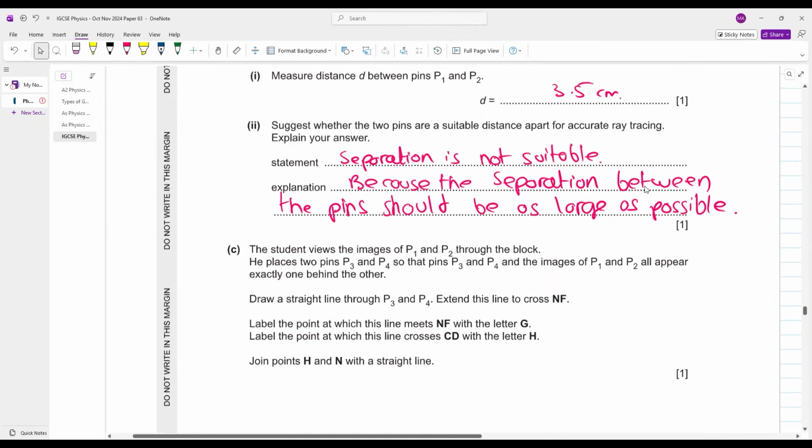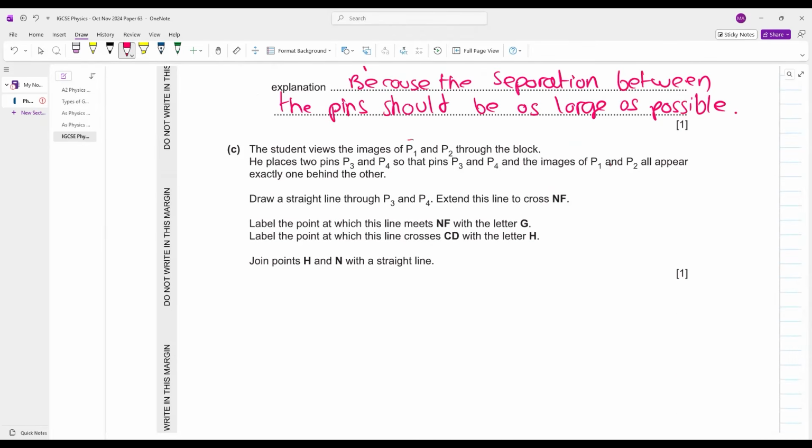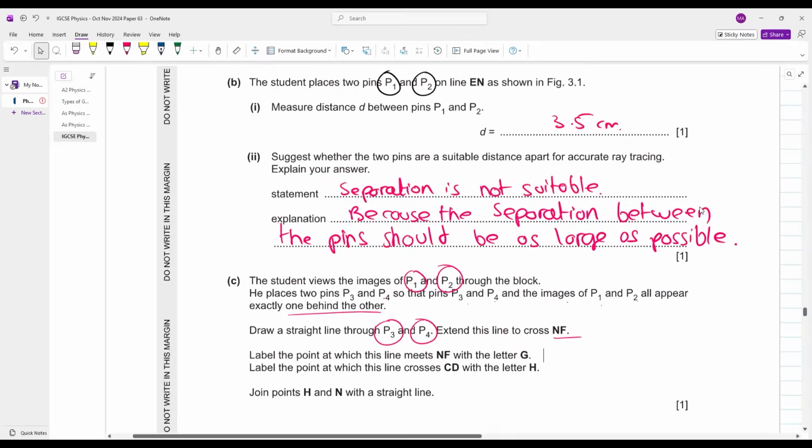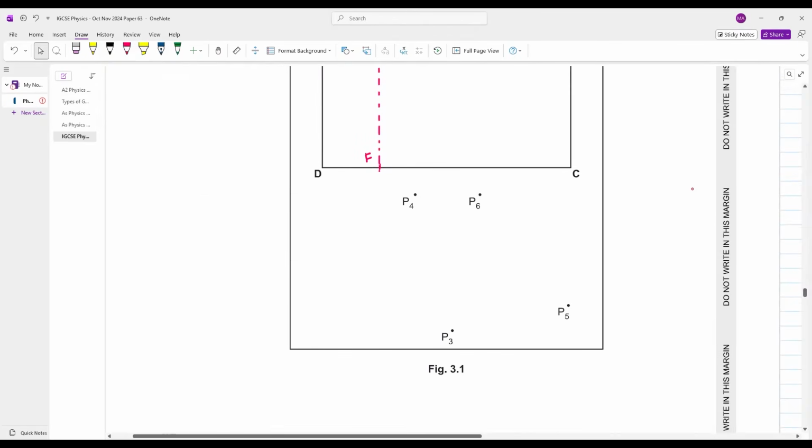Moving ahead. The student views the image of P1 and P2 through the block. He places two pins P3 and P4 so that P3 and P4 and the images of P1 and P2 all appear exactly one behind the other. Draw a straight line through P3 and P4. Extend the line to cross NF. You have to draw a line through P3 and P4. Extend the line to cross NF. I don't know what the examiner is trying to do here.